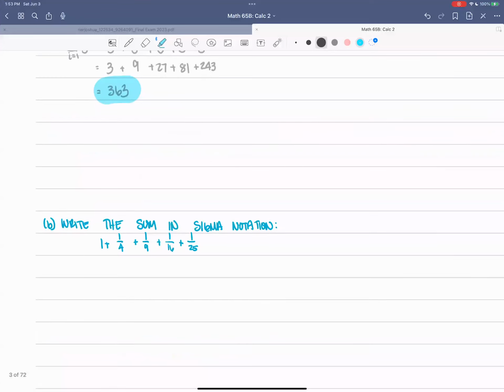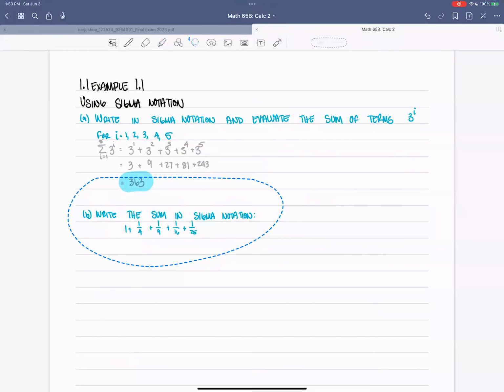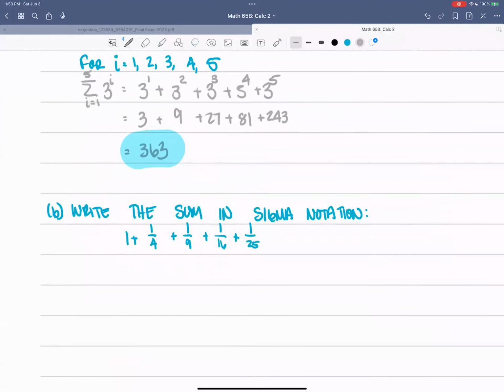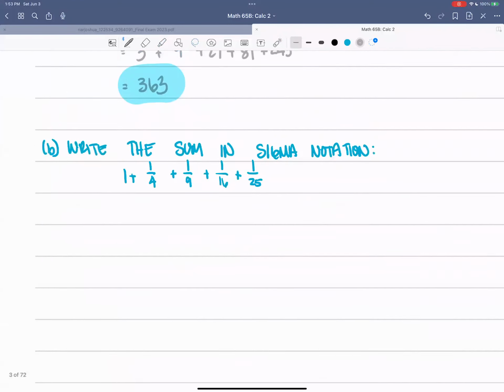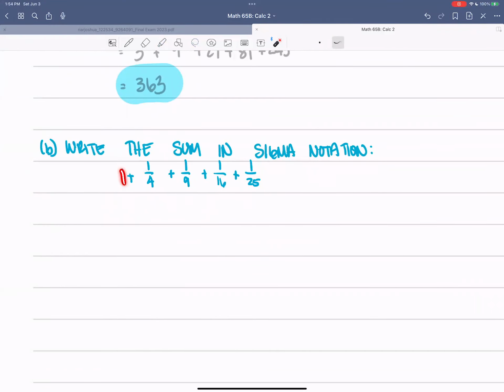And now looking at this last part here. So let's move this up. Write the sum in sigma notation. So here they're really not asking us to solve for it. They just want us to find the pattern and put it in sigma notation. So we have 1 plus we have 1 over 4, 1 over 9, 1 over 16, and 1 over 25.